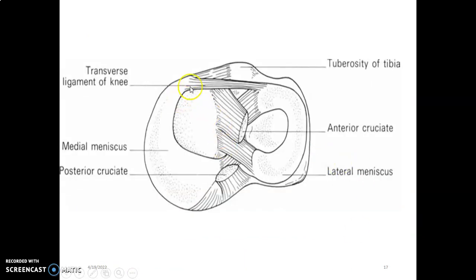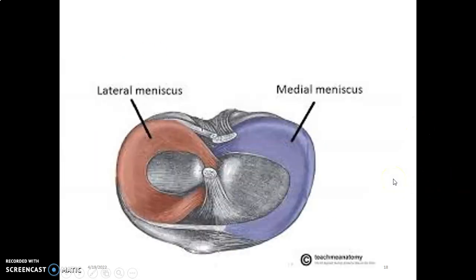So you can see this and this: C-shaped medial and almost O-shaped lateral. And this medial usually attaches onto medial collateral ligament and anterior cruciate ligament, which we shall discuss. But this is your lateral. Here is your anterior cruciate. So you can see those are the menisci. Medial is C-shaped, lateral is O-shaped. Medial is attached to medial collateral ligament and anterior cruciate ligament.